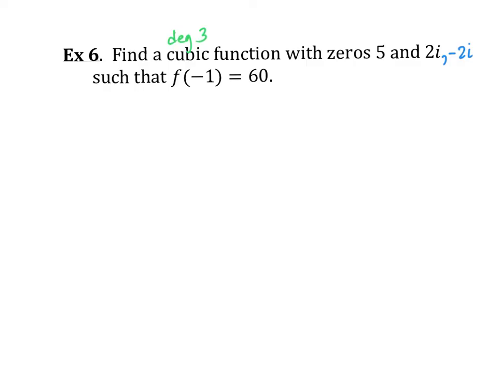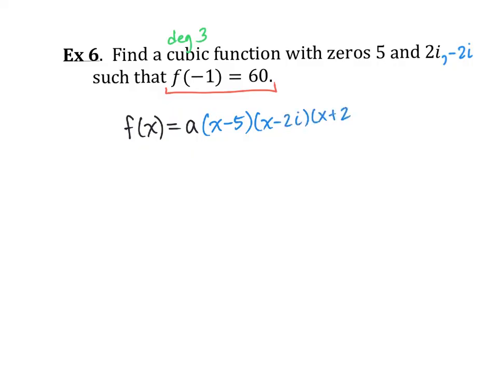Okay, they are adding a restriction that f of negative 1 equals 60. This means you will have a unique polynomial. There are not multiple answers; there's only one answer. Okay, let's go ahead and set it up. f of x equals, I'm going to add a constant in front because eventually I'm going to have to make this work with f of negative 1 equals 60. Now for my zeros, I have x minus 5, x minus 2i, and x plus 2i.